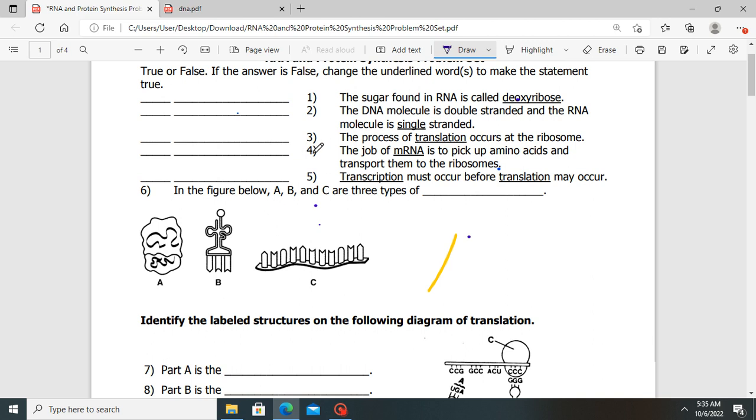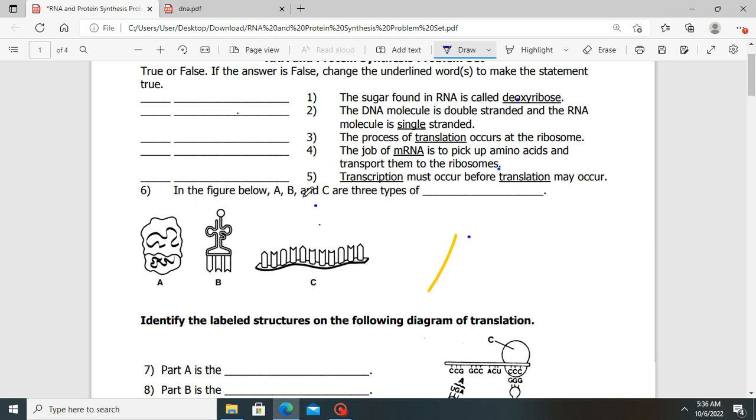Question 4. The job of messenger RNA is to pick up amino acids and transport them to the ribosome. Is this true or false? Well, the answer is false, because messenger RNA carries genetic information from the nucleus to the cytoplasm, but the transfer RNA transfers amino acids to the ribosomes for protein synthesis. So question 4 is false.